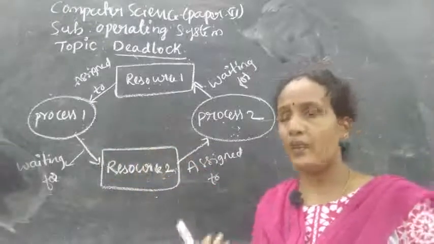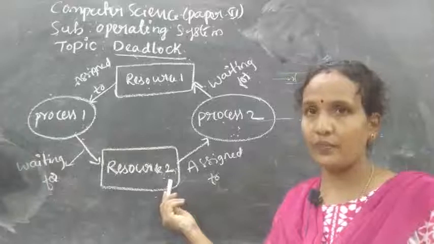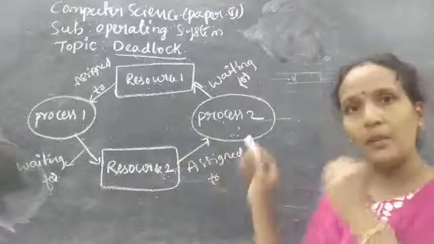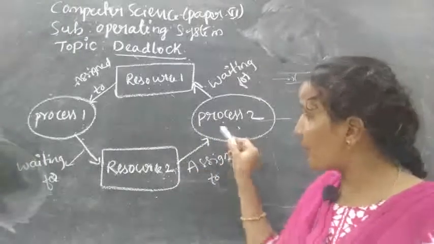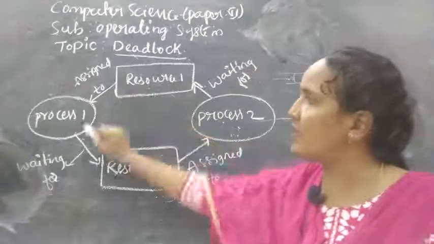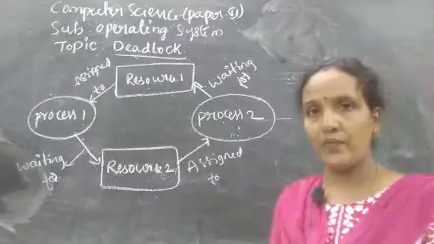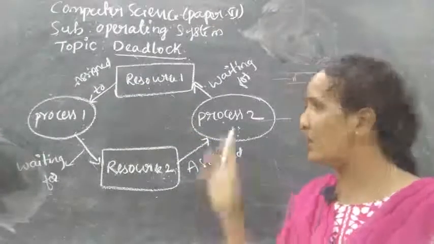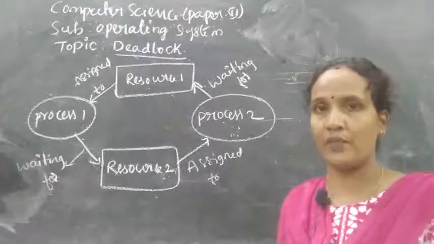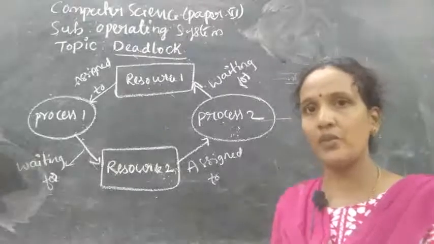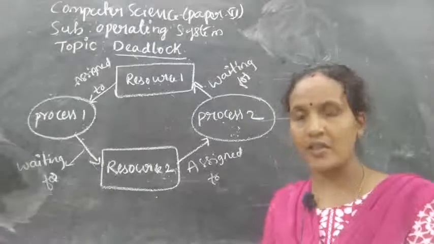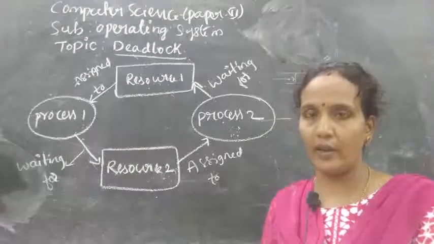So process 1 will not release resource 1 that is needed by process 2. And process 2 will not release resource 2 which is requested by process 1. So this is called as deadlock. In this situation, process 1 will not complete execution and process 2 will not complete execution, because one of the processes should release the resources. They are not releasing the resources; they are holding some resources and they are requesting another resource which is held by the other process. This situation is called as a deadlock.